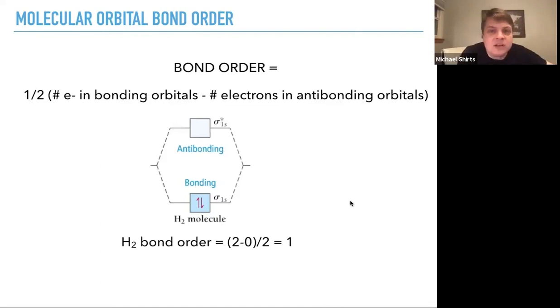So the bond order is the number of electrons in the bonding orbitals minus the number of electrons in the antibonding orbitals. What are bonding orbitals? Bonding orbitals are any orbitals that are lower in energy than the atomic orbitals that created them. Because if the combined orbitals are lower in energy, of course, that means the molecule will be favorable towards bonding. An antibonding orbital is any orbital that's higher in energy than the orbitals that were used to create it.